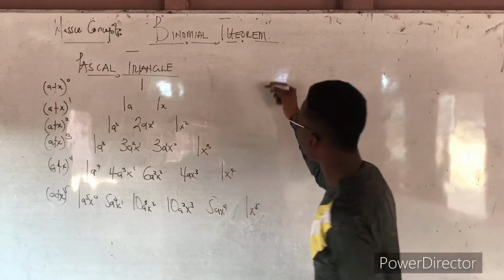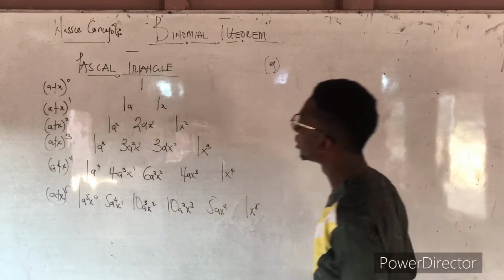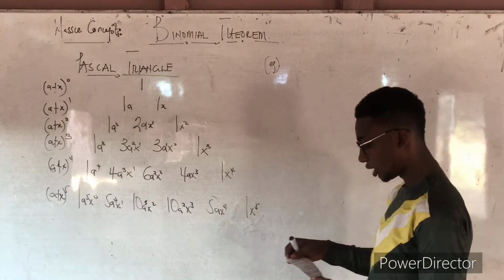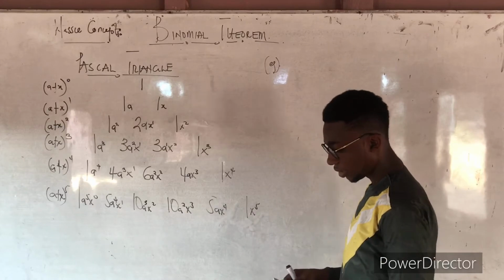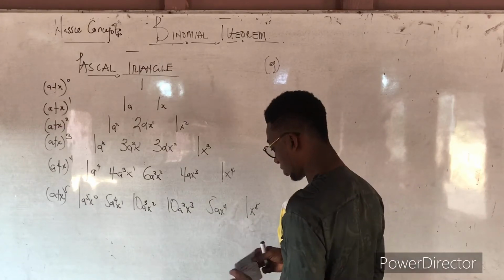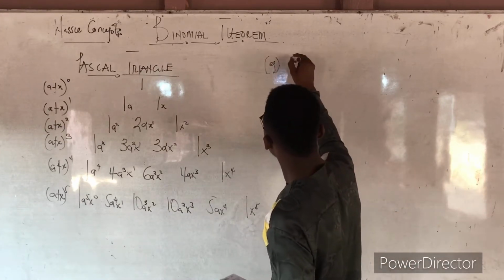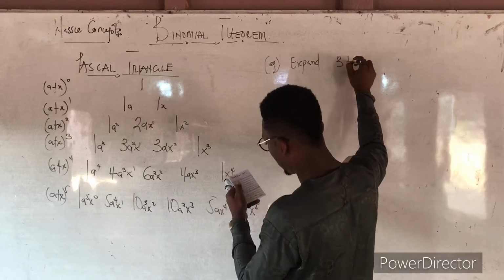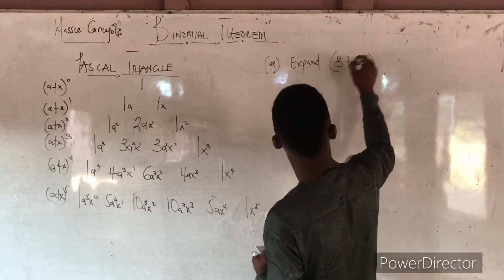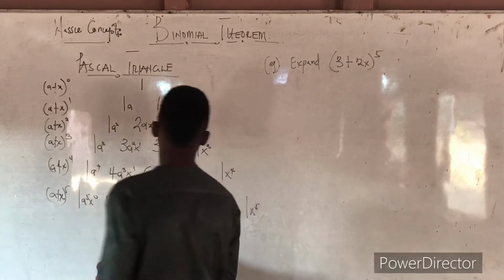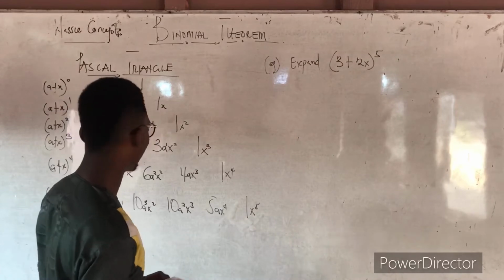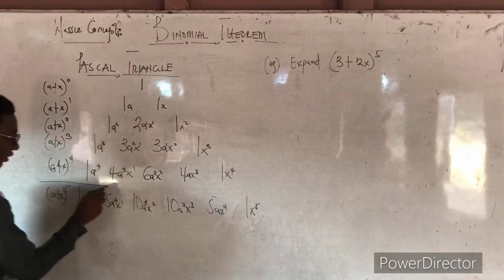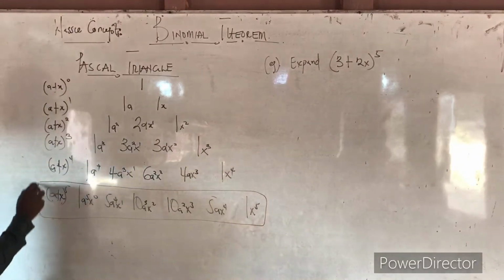Let's take a typical example on how to use the Pascal's triangle. Now, let's take this particular question. We should expand (3 + 2x) exponent 5. We are asked to expand (3 + 2x) exponent 5. So now when we come to the Pascal's triangle, (a + x) exponent 5 is this one. This is the triangle. That means these are what we are getting.